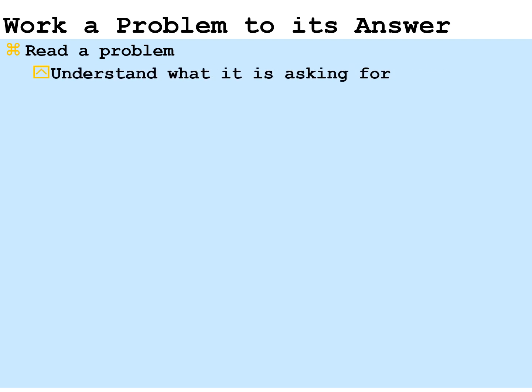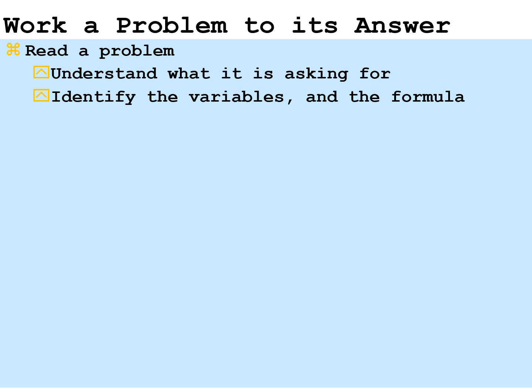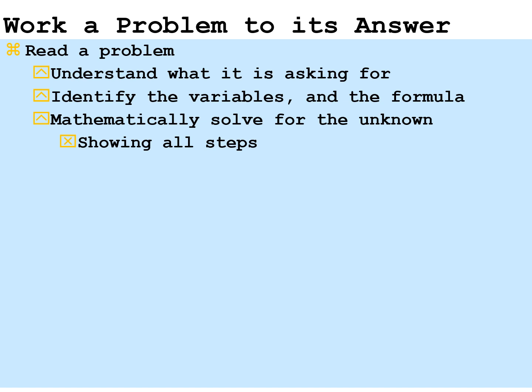So your ultimate goal in a course like this, in a physics course, and any engineering courses to follow, is to be able to work a problem to its answer. To do that, you would read a problem, try to understand what it is asking for, identify the variables, and the possible formula that you would use to solve for the answer and mathematically solve for the unknown. Showing all your steps along the way, starting from the algebraic formula to begin with, and making the proper calculations to an answer. So more important than the answer itself is this solution, this whole process of showing all of your work.